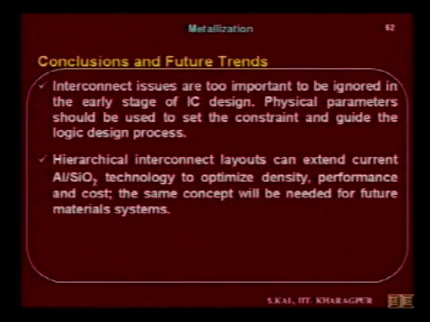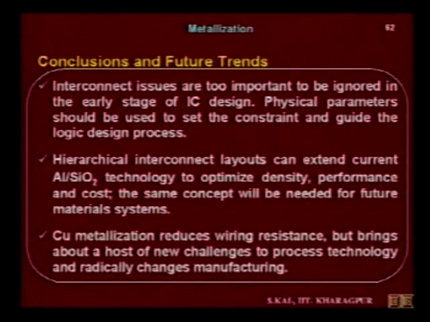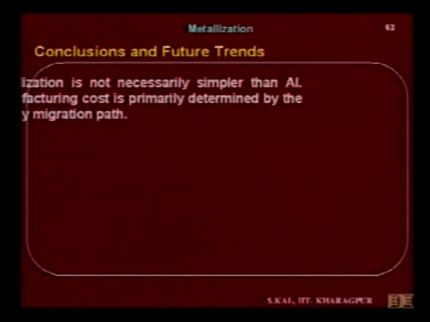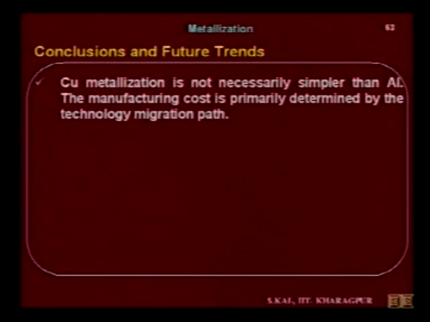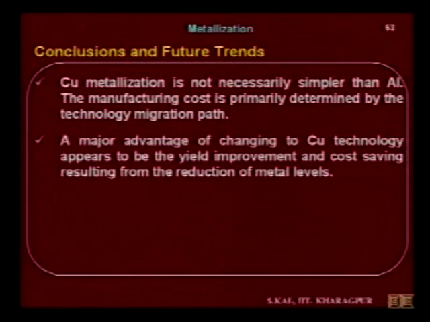Hierarchical interconnect layouts can extend current aluminium silicon dioxide technology to optimize density, performance, and cost. The same concept will be needed for future material systems. Copper metallization reduces wiring resistance but brings about a host of new challenges to process technology and radically changes manufacturing. Copper metallization is not necessarily simpler than aluminium. The manufacturing cost is primarily determined by the technology migration path. A major advantage of changing to copper technology appears to be the yield improvement and cost saving resulting from the reduction of metal levels.